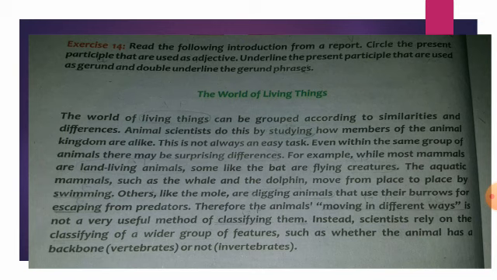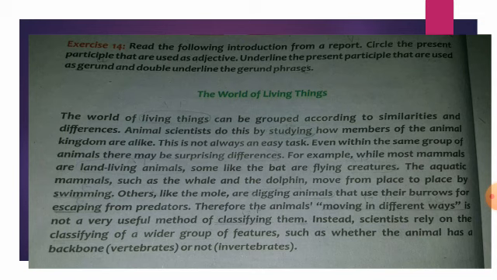You have to underline the present participle that are used as gerund. You have to double underline the gerund phrases, and you have to circle the present participle that are used as adjective. Now see, the world of living things can be grouped according to similarities and differences. Now living things, here it is used as an adjective. The present participle is used as adjective, so we will circle it.